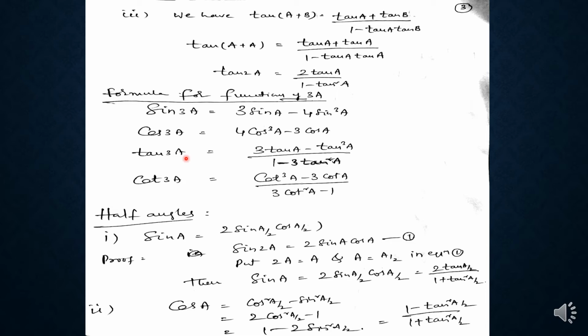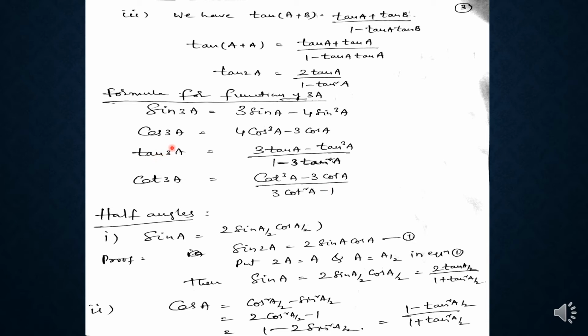So thus, what is the formula for sin 3A? 3 sin A minus 4 sin cube A. Cos 3A is 4 cos cube A minus 3 cos A. Observe this: sin 3A is a formula in only sin terms. Cos 3A is in only cos terms. Tan 3A is only in terms of tan. Cot 3A is in terms of cot A only.